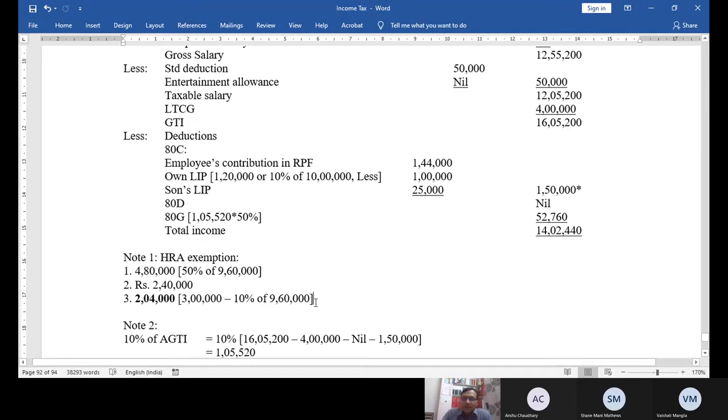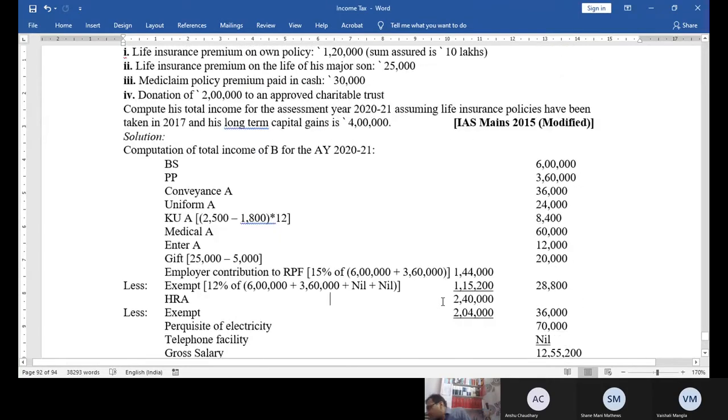Anyhow, my total income is 14 lakh 2,440 rupees. Yes, 440 is the correct answer. That's it. Any problem, please ask. If it is clear, please raise your hand.